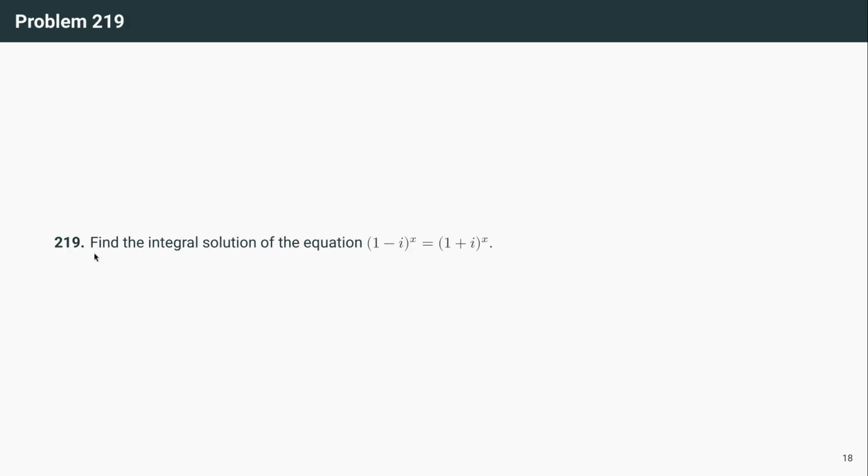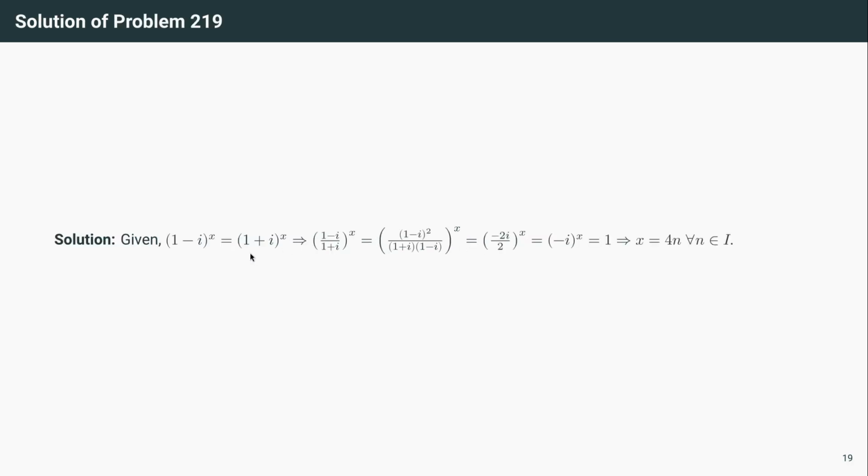Question 219 says that find the integral solution of the equation (1 minus i) to the power x is equal to (1 plus i) to the power x. So what we do is we write it as (1 minus i) by (1 plus i), to the power x, is equal to 1. This becomes minus 2i by 2, to the power x, this is (minus i) to the power x. So for this to be 1, x has to be a multiple of 4, where in this case we have written it as 4n, and n is in the set of integers.